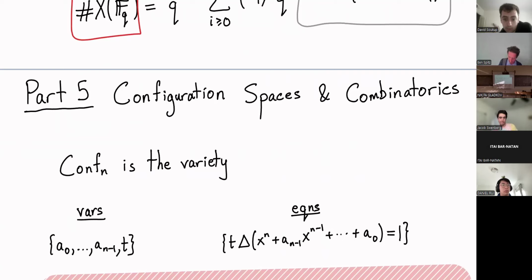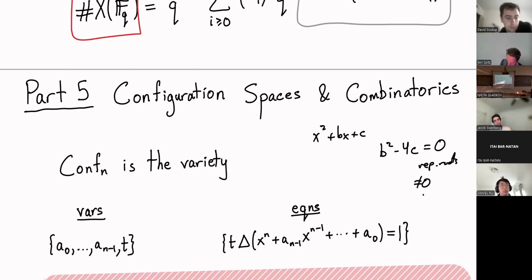So how do you tell if a polynomial has no repeated roots? You look at the discriminant. For x squared plus bx plus c, the discriminant is b squared minus 4c. If this is 0, then there are repeated roots. If not 0, then there are no repeated roots. And there's a similar expression for any degree of monic polynomial. For a 7th degree monic polynomial, there's an expression for the discriminant, which is a polynomial in the coefficients. If that discriminant is 0, then you have repeated roots. If the discriminant is non-zero, then you do not have repeated roots.